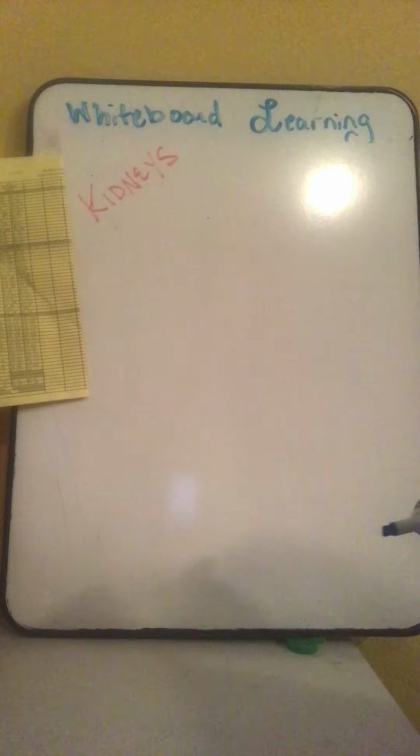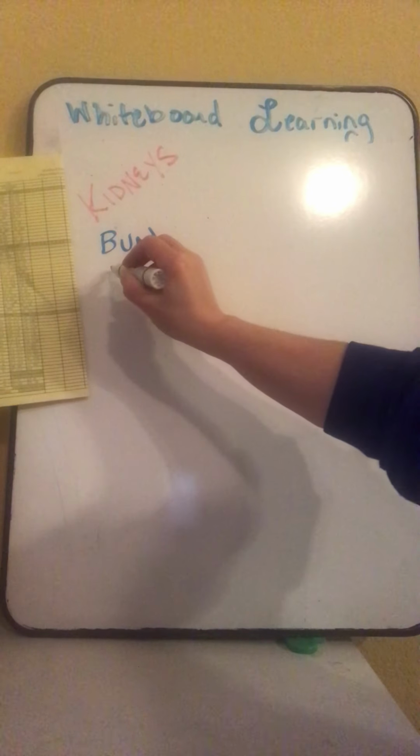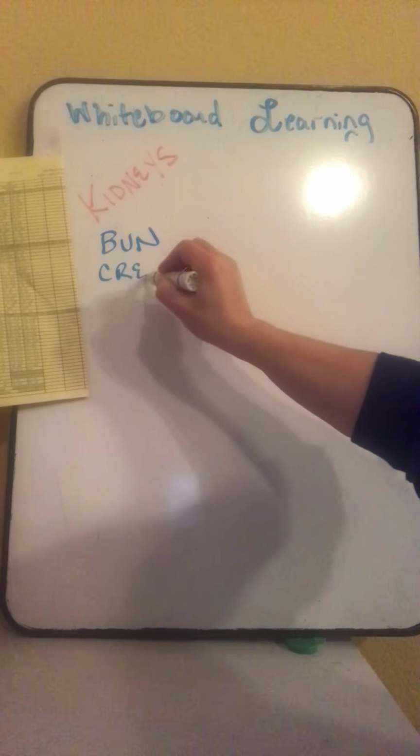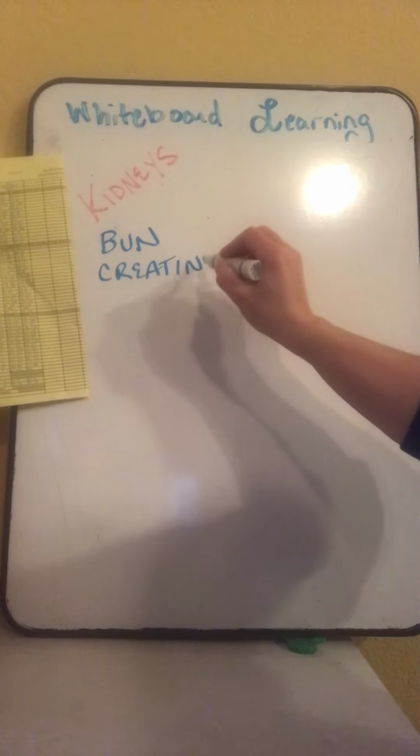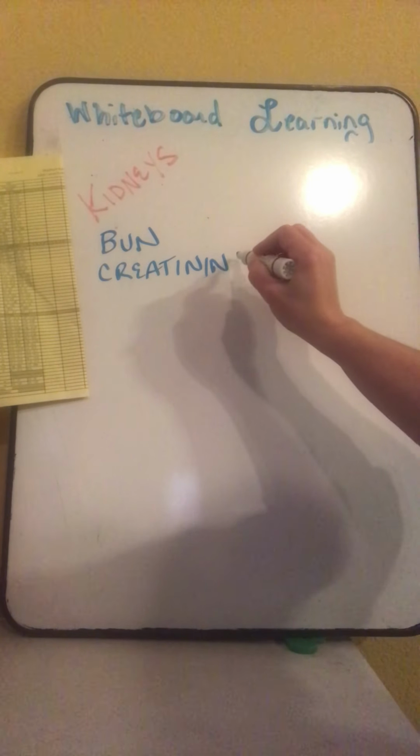Today we're going to be talking about the kidney values that are on the iStat, and those are the BUN and creatinine. So let's talk about those.